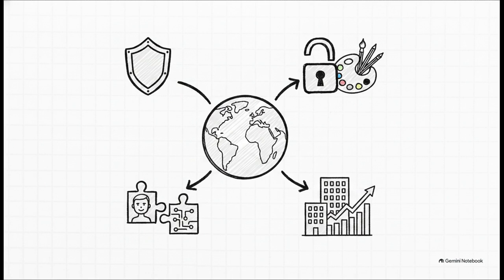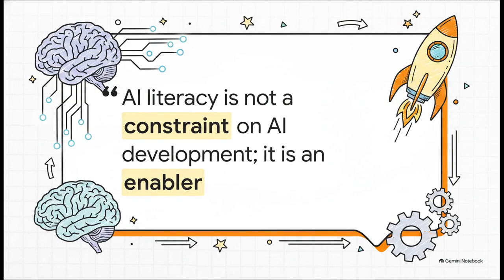human innovation. The ultimate takeaway of this entire shift is summed up perfectly right here. AI literacy is not a constraint on AI development, it is an enabler of responsible, innovative, and inclusive design intelligence. I love that phrasing. We really shouldn't view learning these skills as putting limits or red tape on technology. Actually, scratch that, it's the exact opposite. It is the very framework that empowers our human potential to safely and effectively harness these incredible systems.